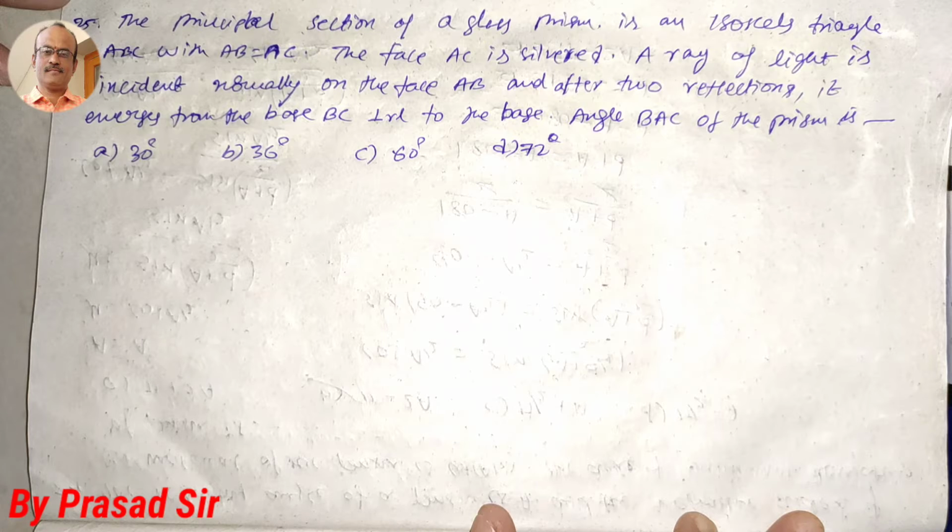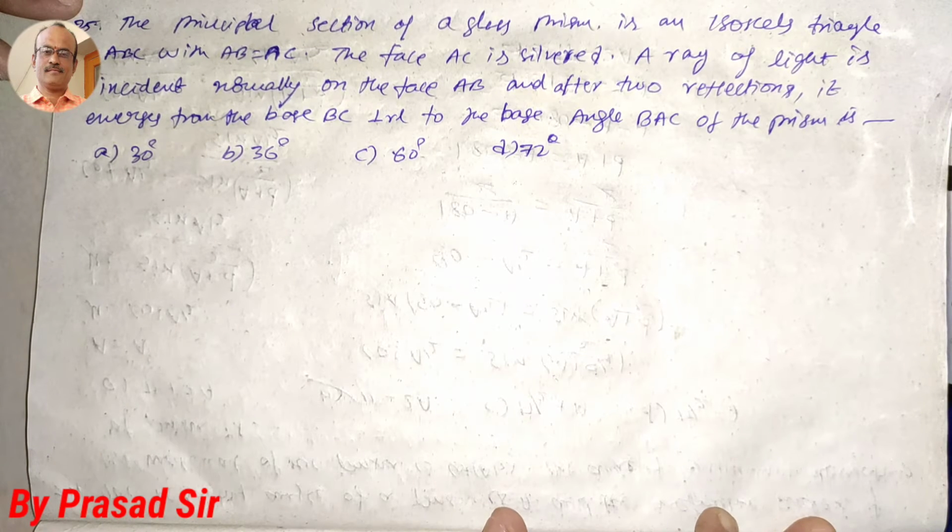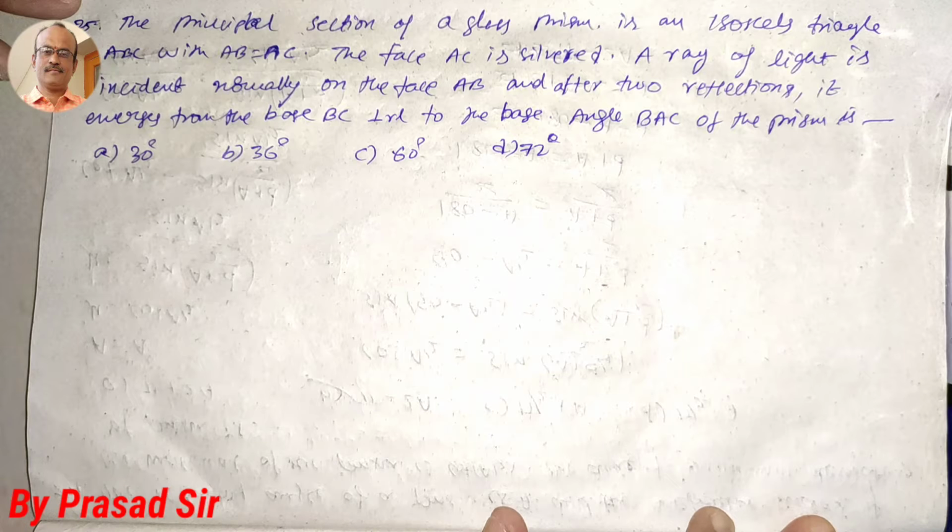Now the question number 25. The principal section of a glass prism is an isosceles triangle ABC with AB equal to AC. The face AC is silvered. A ray of light is incident normally on the face AB, and after two reflections it emerges from the base BC perpendicular to the base. Angle BAC of the prism is how much?